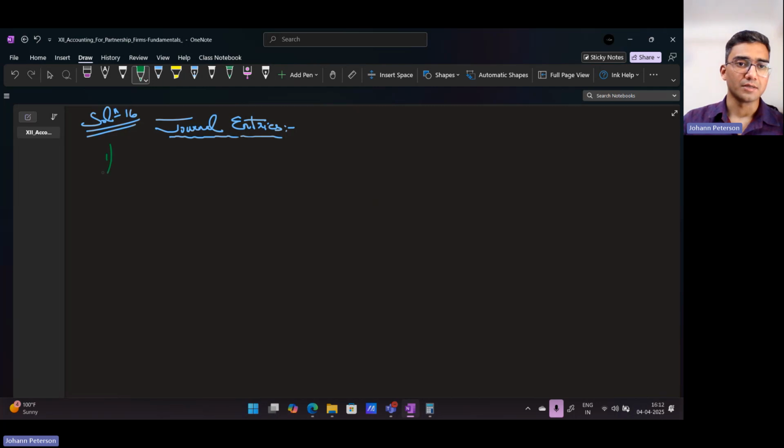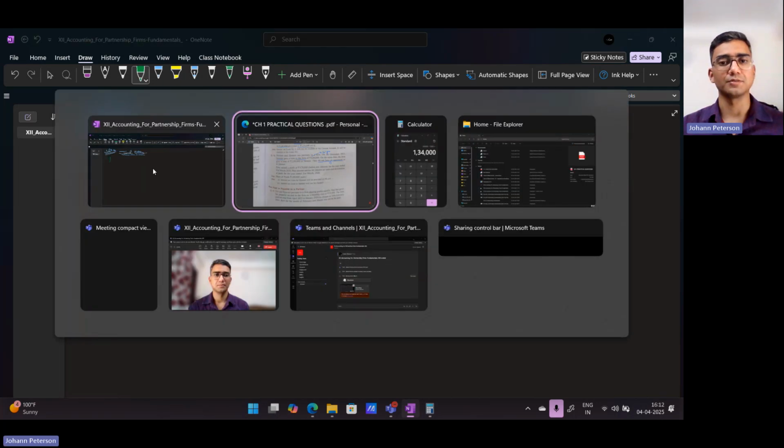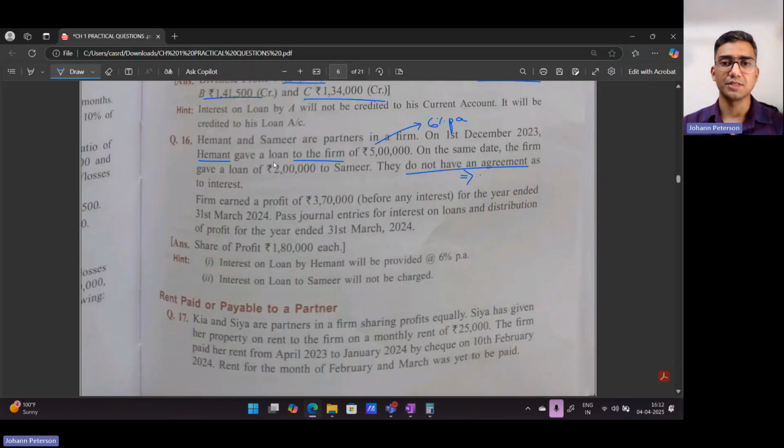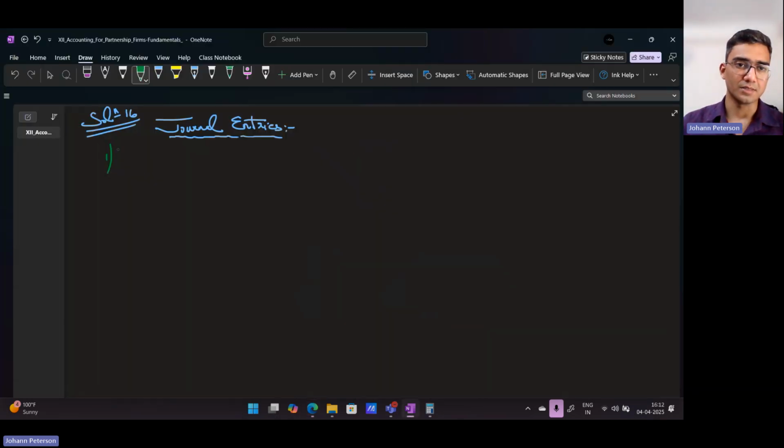The first journal entry is about H giving a loan of 5 lakh to the firm. The rate of interest is 6%. So 6% on 5 lakh makes it 30,000. 30,000 is for the whole year. But we are taking this loan on 1st of December, which means we have it for 4 months. So let's see how this will be written.